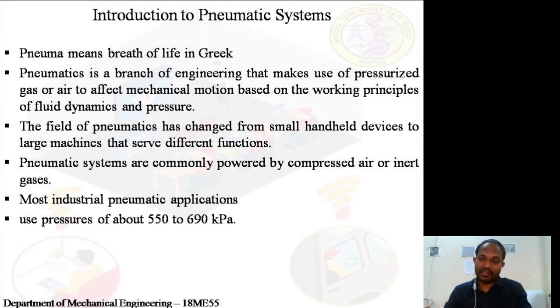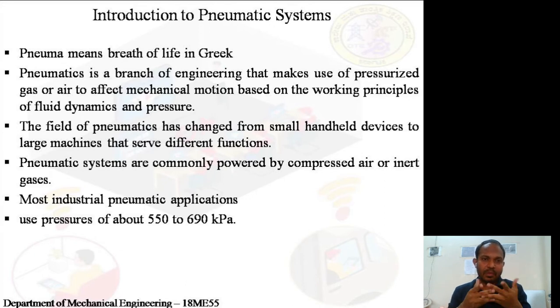Likewise, even in hydraulics, hydro means water, isn't it? So similarly, pneuma is the one word which has been taken from the Greek, which stands for the breath. Is it clear, madam? Now, pneumatics is a branch of engineering that makes use of pressurized gas or air. I'll come to that later on, why we are taking air in the pneumatic system rather than other gases.